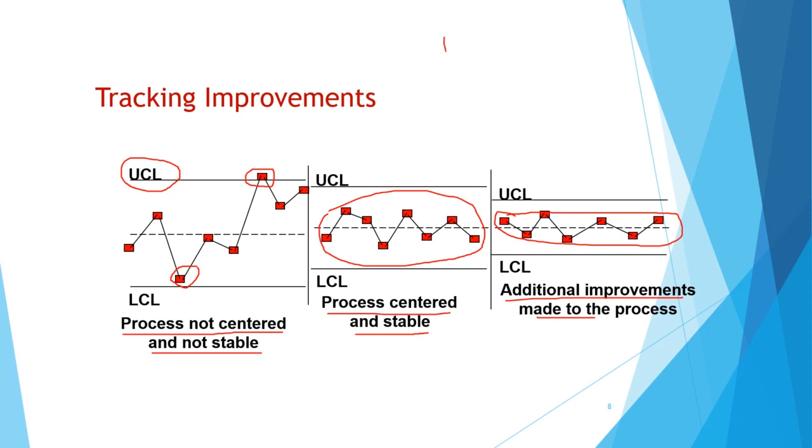The lower level is 70 and the upper level is 120. If it is above 120, then also it is a problem. If it is lower than 70, then also it is a problem. So it must be within this limit.